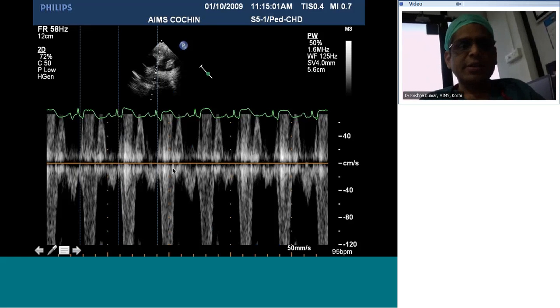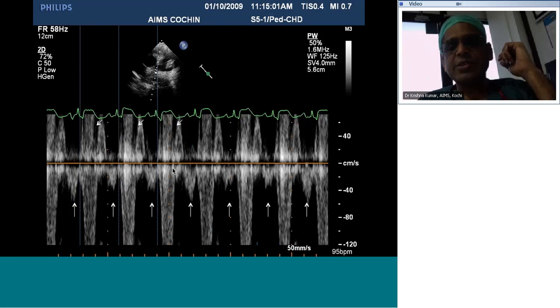So this line is at the start of systole. This is the point where systole ends and the diastole starts. This is something I'm going to ask you what it is. What is it? So, late diastolic forward flow. Absolutely, it is the late diastolic forward flow that you're seeing.